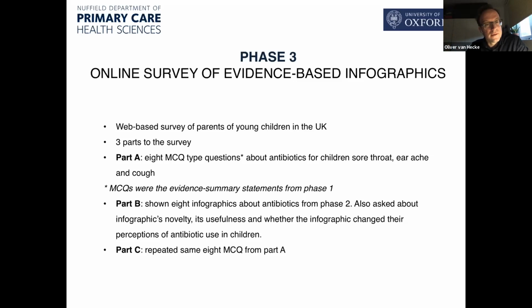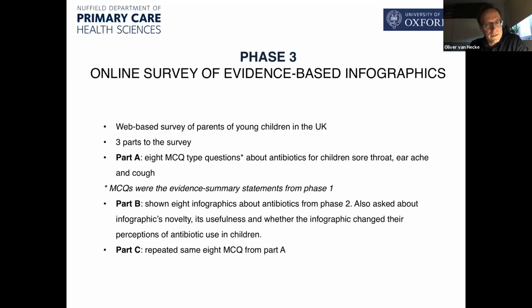In part B, we then showed these 8 infographics about antibiotics, which we had co-developed. Respondents were briefed that these infographics reflected the best available evidence about antibiotic use in children. And after each infographic, respondents were asked about the infographic's novelty, its usefulness, for example, and whether the infographic would change their perceptions about antibiotic use in children.